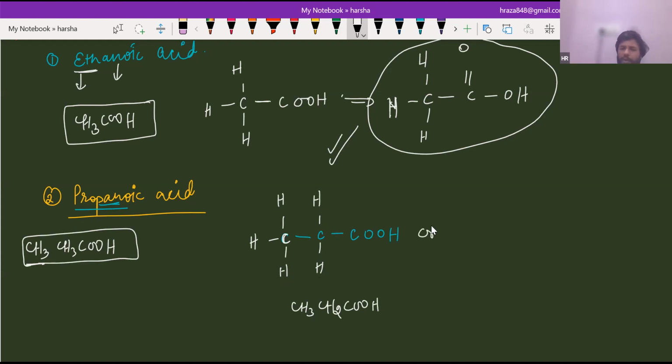Or if you want to expand this, you can also expand it like CH3, H, H, and this H, and then H, and C double bond OH. That means one of the bonds of oxygen and carbon will be double. Is that clear to all of you? Yes, sir. Okay.